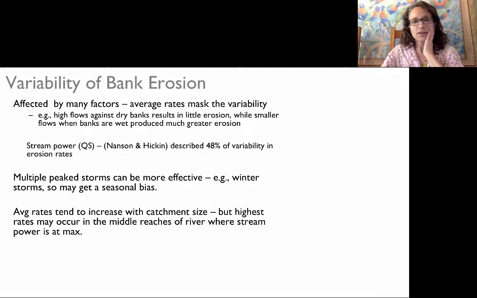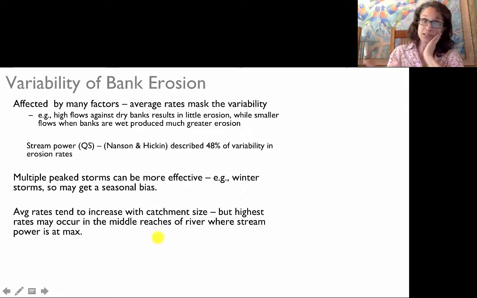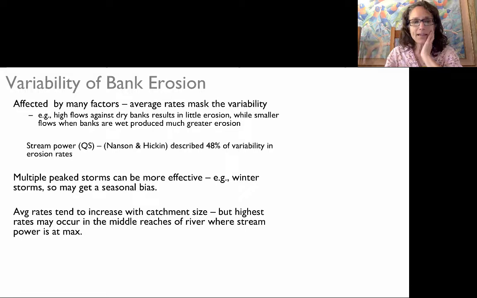So stream power tends to peak in the middle reaches of a stream, where your discharge has increased but your slope hasn't decreased too much. And that's where we tend to see the highest individual rates. So if we're averaging over time, I should probably make a graph or something with this. You might have an individual event in the middle reaches that is really big, but averaged over time, the average rate would probably be smaller in the middle reaches than in headwaters reaches.